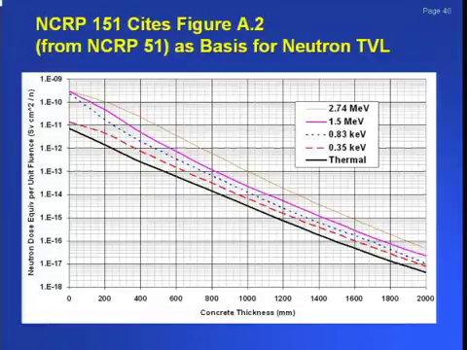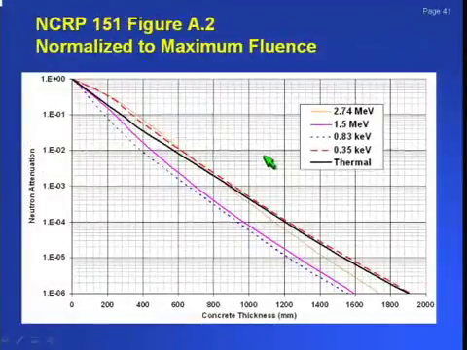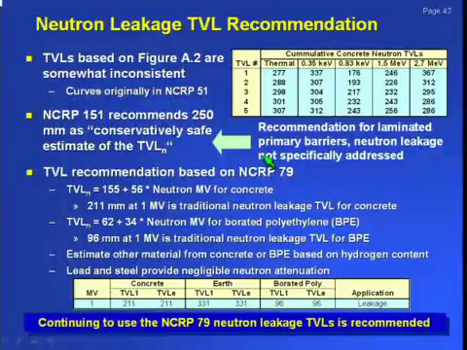We've given you data here that shows graphs for those of you that like to use graphs as opposed to formulas. This is the basis for the neutron TVLs, the data presented in NCRP 151. That gives you your neutron dose equivalent per fluence and the concrete thickness necessary to cut that down. Here is your data normalized to the maximum fluence rate, and here is your neutron leakage TVL recommendations.